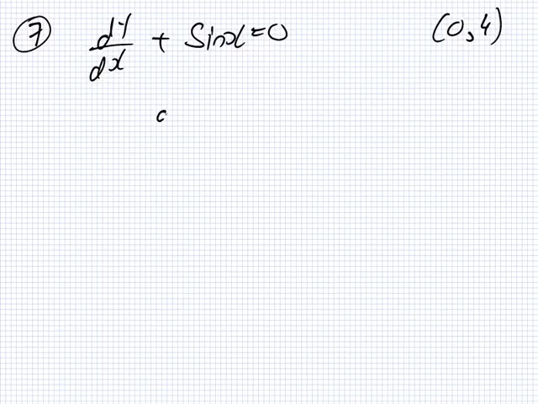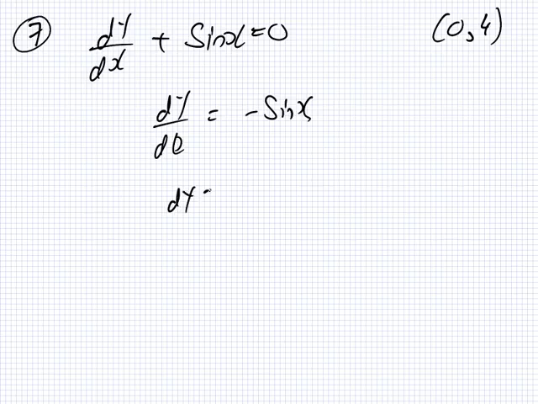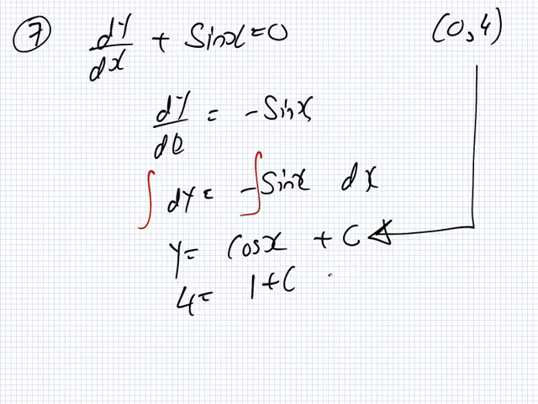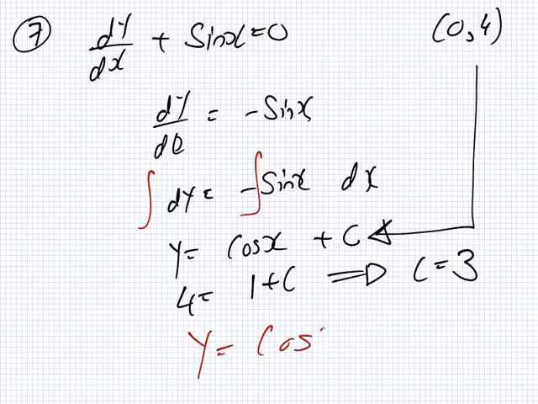Continue. dy/dx equals minus sin x. dy equals minus sin x dx. Integrate, and I get y equals cos x plus c. Put this point in, I get 4 equals cos 0, which is 1, so that means c has to equal 3. So my answer is y equals cos x plus 3. Okay, write that one down, and then we'll do 8 and then 9.